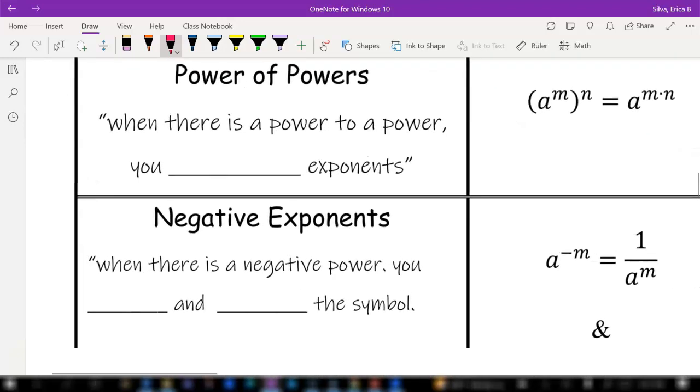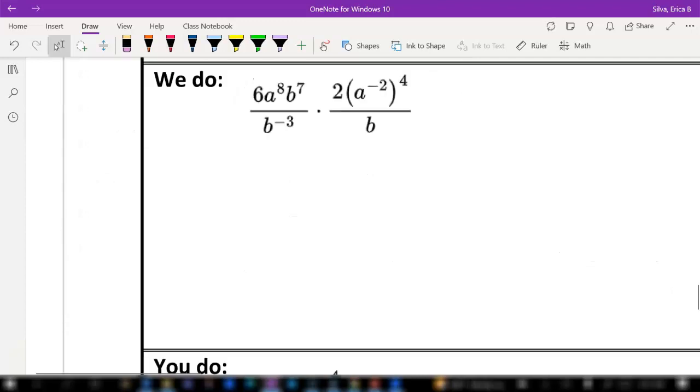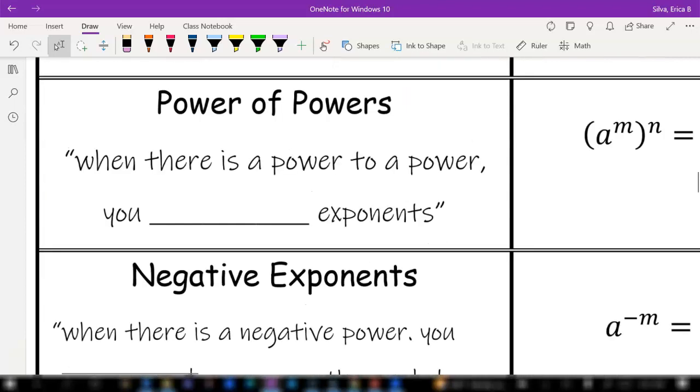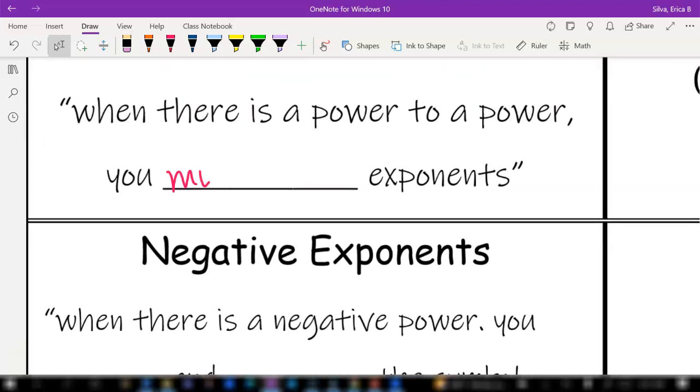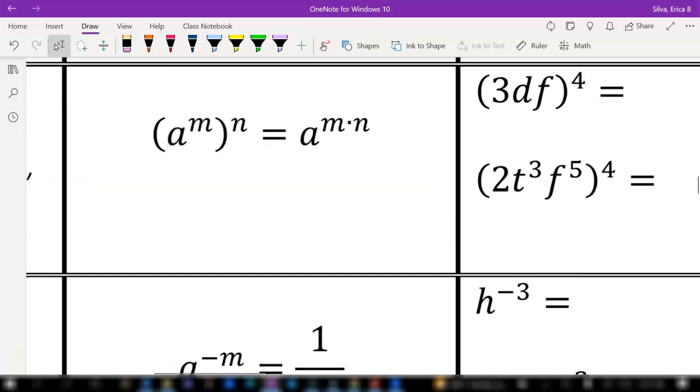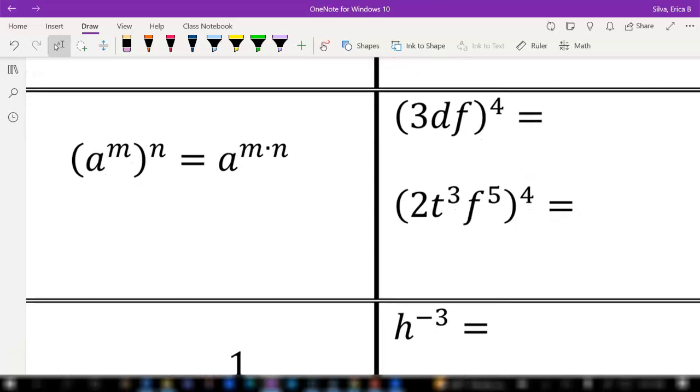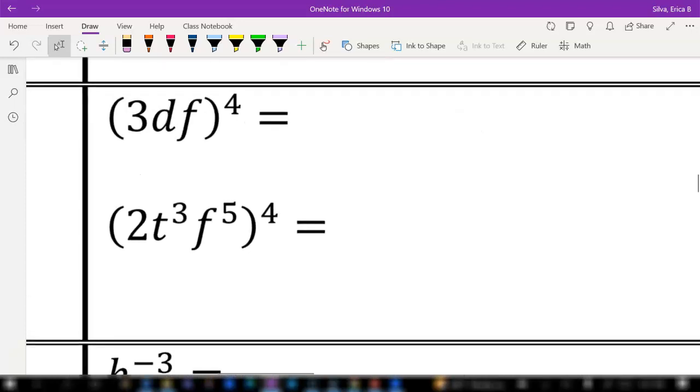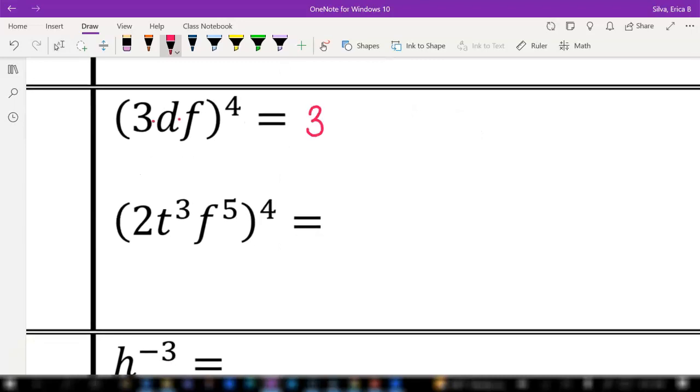When there is a power to a power, you multiply the exponents. Let's look at this example. So here, each one is going to get to the power of 4. And notice how they all have a power of 1 right now. So 4 times 1 is 4. And then 3 to the 4th power is 81. And then we have d to the 4th, f to the 4th.